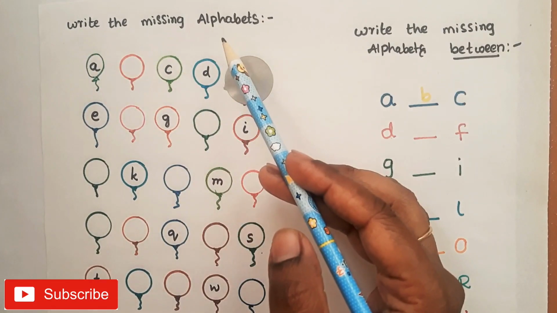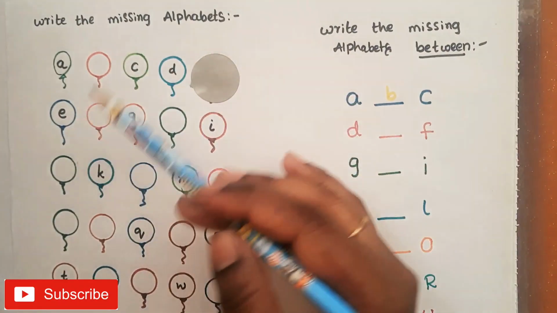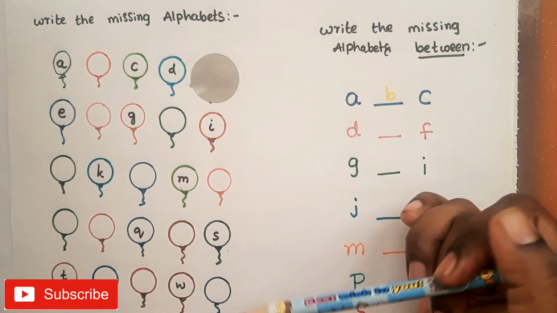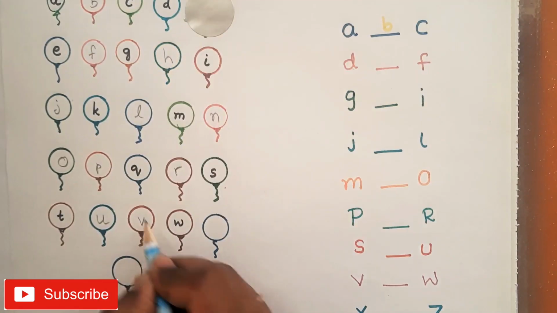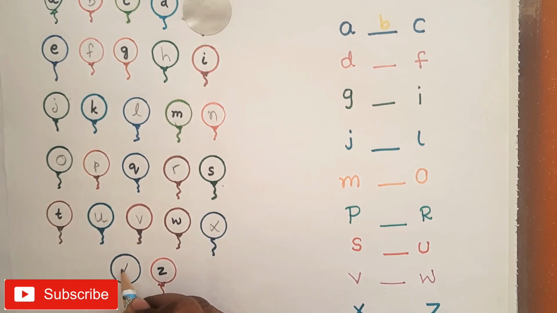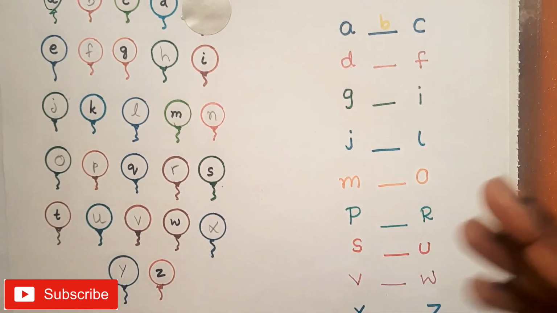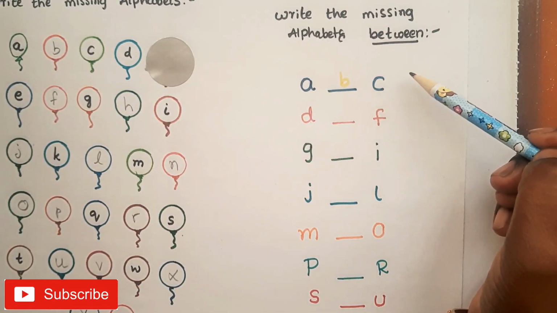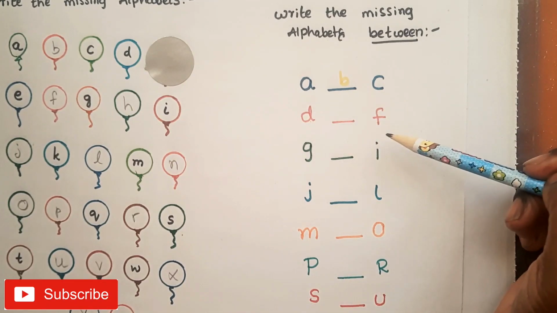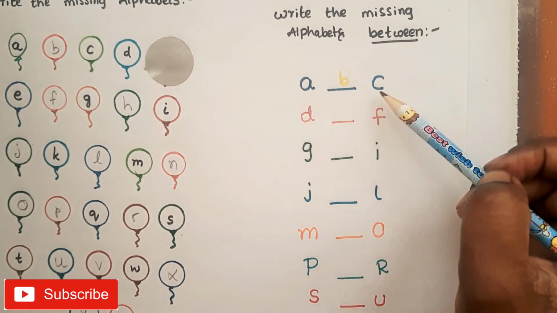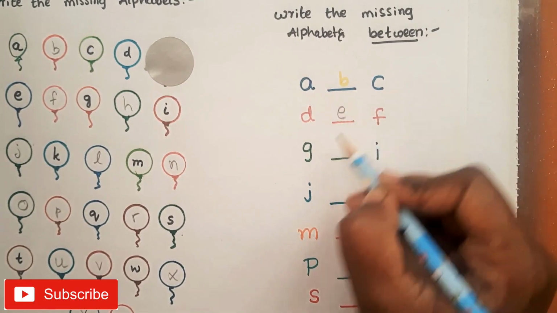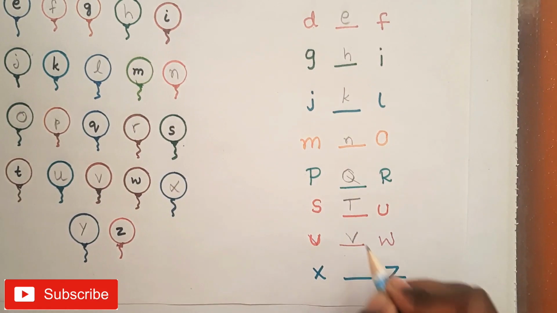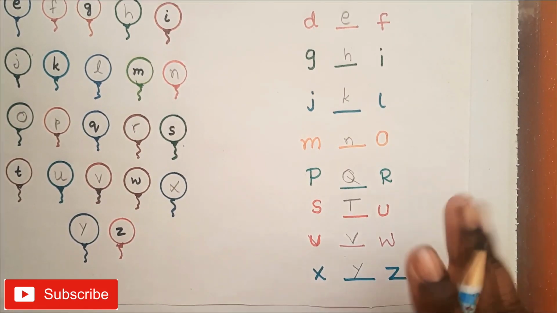Next one, write the missing alphabets. Here the kid needs to write the missing alphabets in lowercase. A, B, C, D, E, F, V, X, Y and Z. Write the missing alphabets in between. So this is the between concept. A, C, between A and C, B will come. D, F, E. U, V, X, Y, Z, like this.